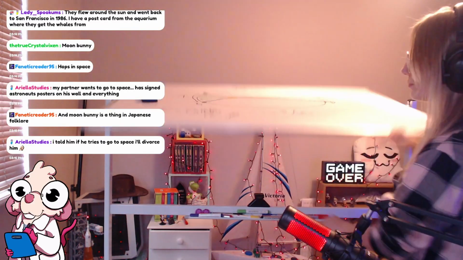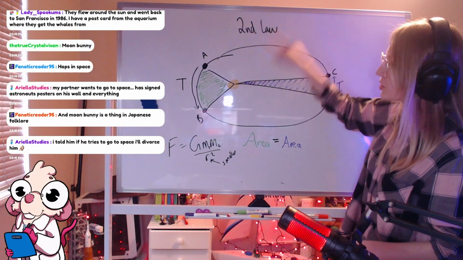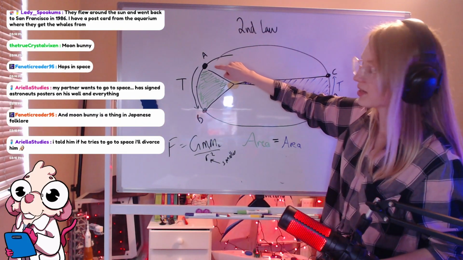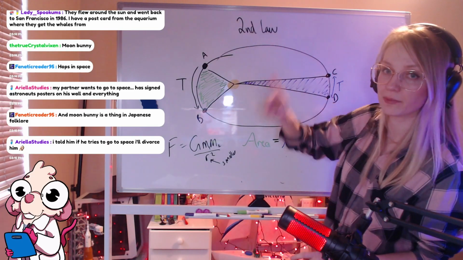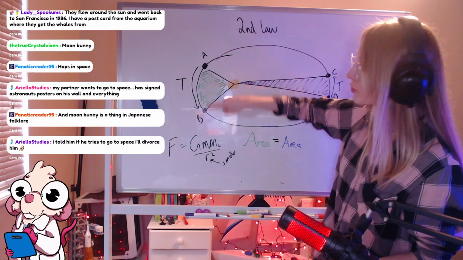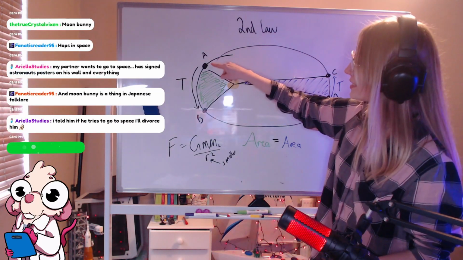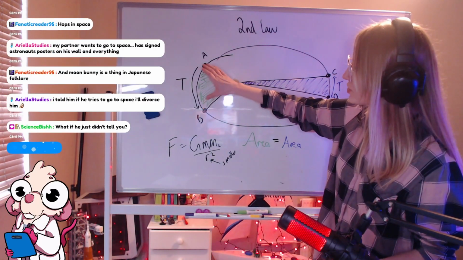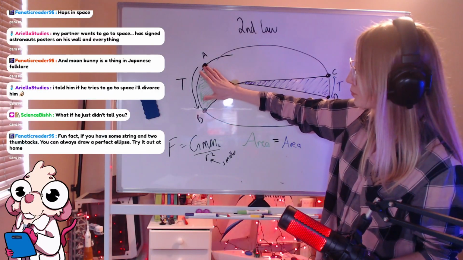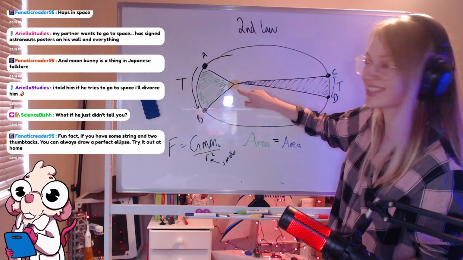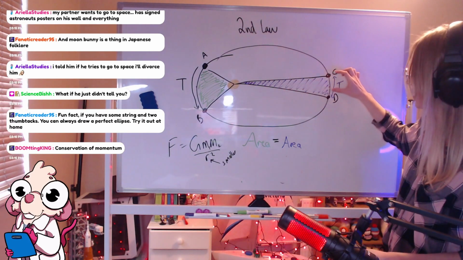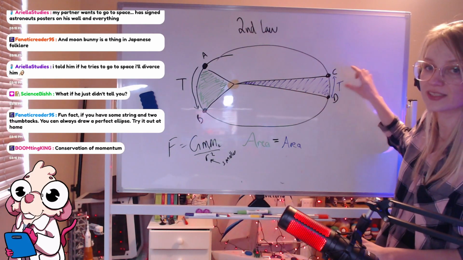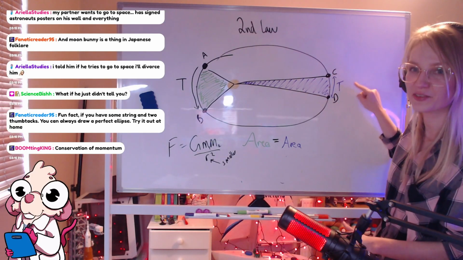Law number two says that the time it takes for a planet to sweep any part of the perimeter of the ellipse, from A to B, for example, and the lines connecting those two points to the sun, that area is always equal to the area swept by any other two points in the same amount of time.